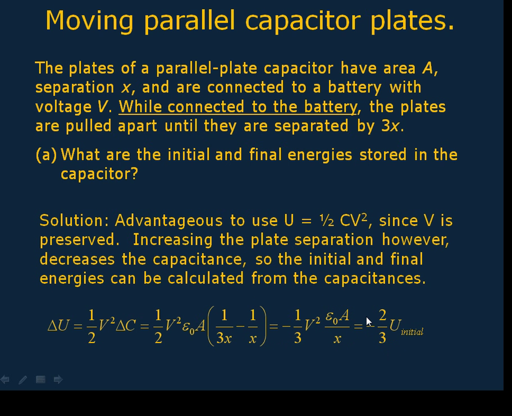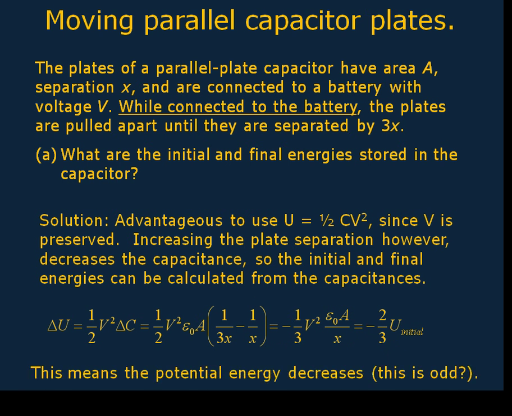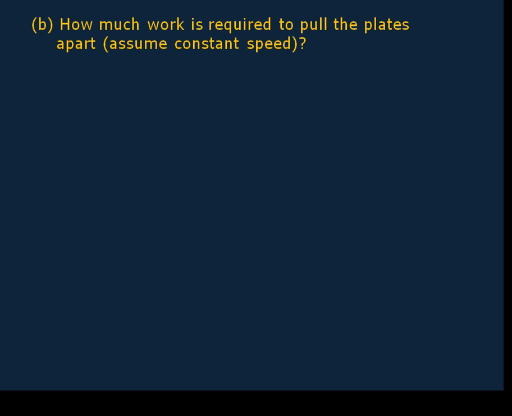So in other words, there is a loss in the energy stored between the plates of the capacitor. There's a loss in the potential energy. This might seem a little bit odd since we've done work in pulling the plates of the capacitor apart. So how come the change in energy is negative? So let's proceed to calculate how much work is required to pull the plates apart.